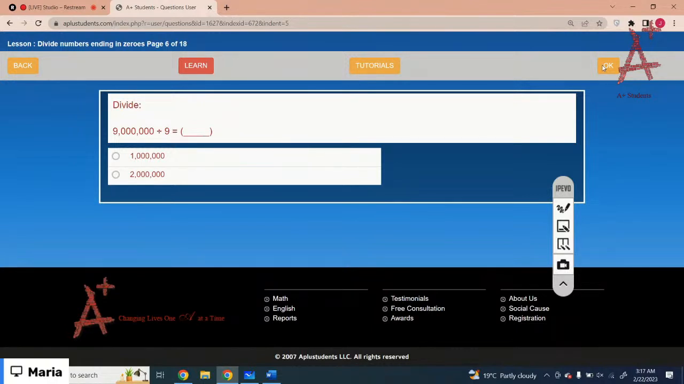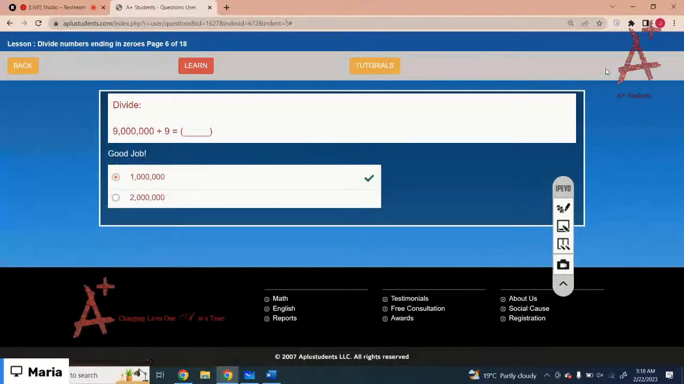Okay, the next one is 9 million divided by 9. So you have to divide the non-zero values. 9 divided by 9 is 1, and then you have to add 6 zeros. So option number 1 is the correct option. Got it? So just select the correct option and click on the OK button.